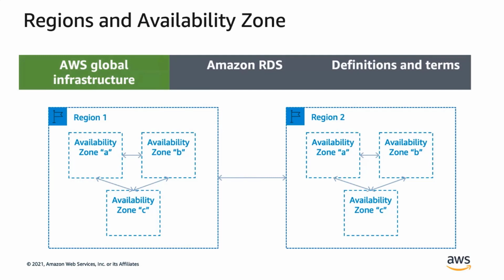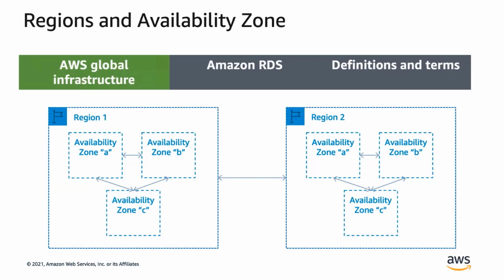An availability zone is one or more physical data centers that act as a single logical data center for you. And in that data center, you would have compute resources and database resources. On the slide, as you can see, we have region 1 and region 2, and each region has 3 availability zones, A, B, and C.